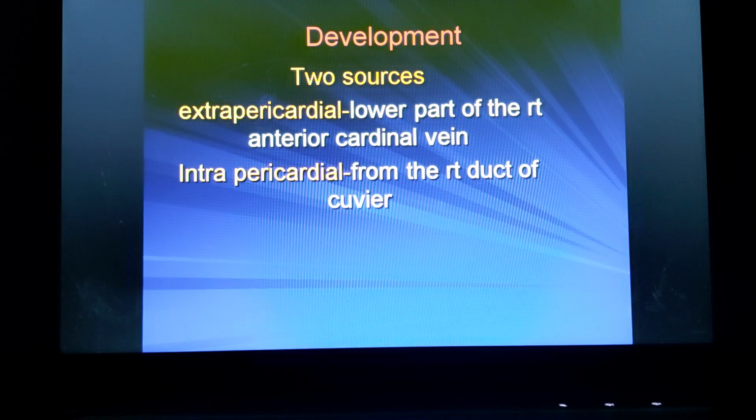Coming to the development, it is mainly from two sources. One is the extrapericardial source, the other one is the intrapericardial source. The extrapericardial source is the lower part of the right anterior cardinal vein. The intrapericardial source is the right ductus cuvieri. So this is about the development of the superior vena cava.